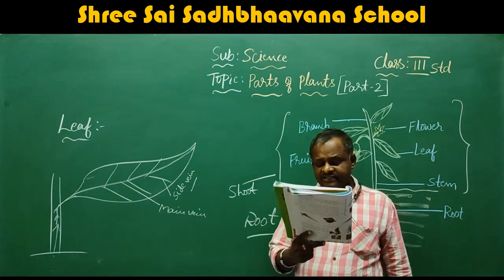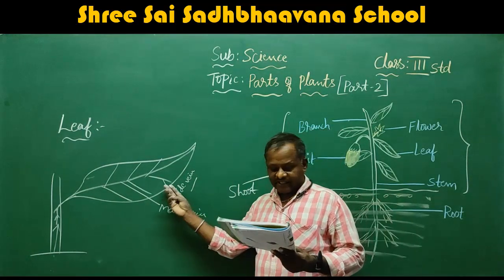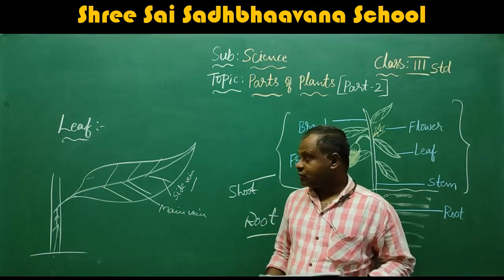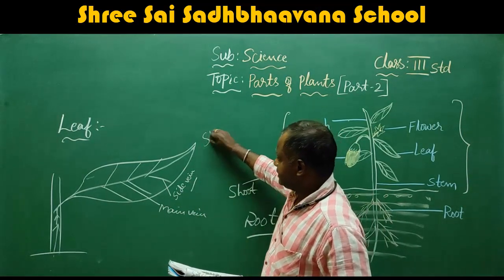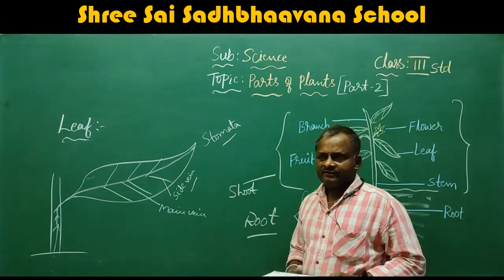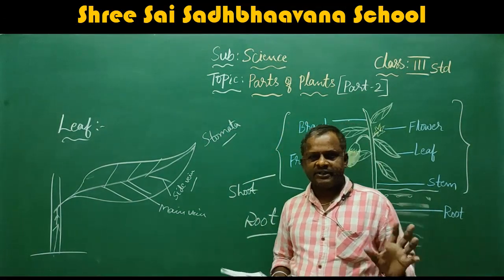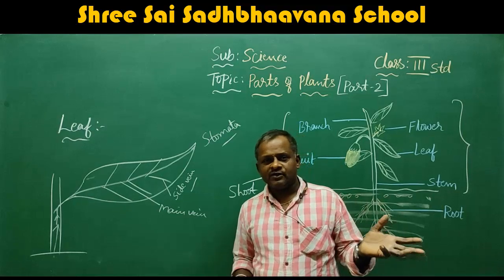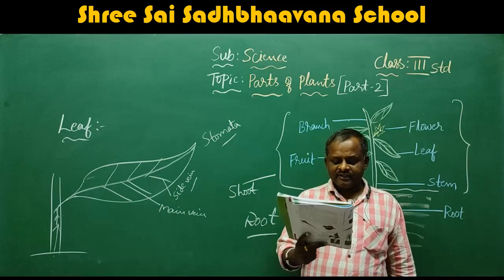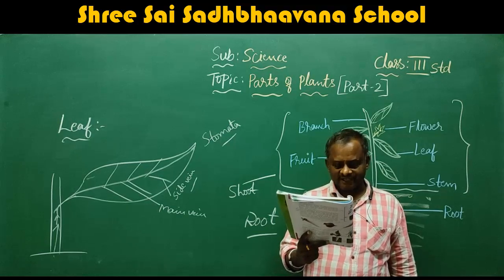On the underside of the leaf, there are tiny pores. That means small holes are present, called stomata. What is the function of the stomata? Their function is to exchange the gases, that is the breathing purpose, as well as throwing out the extra water from the leaves.